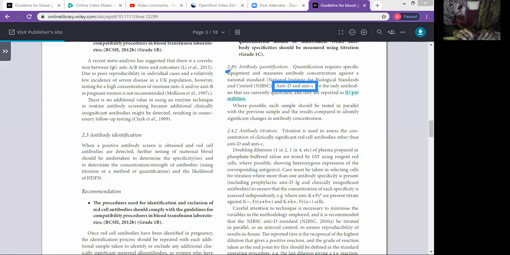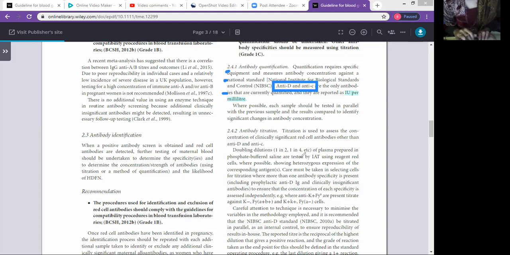This is the special equipment, and then their national standards are used, and the results are measured in international units per ml. And we also go into the details about how the results, the values for anti-D and C, vary according to the pregnancy.